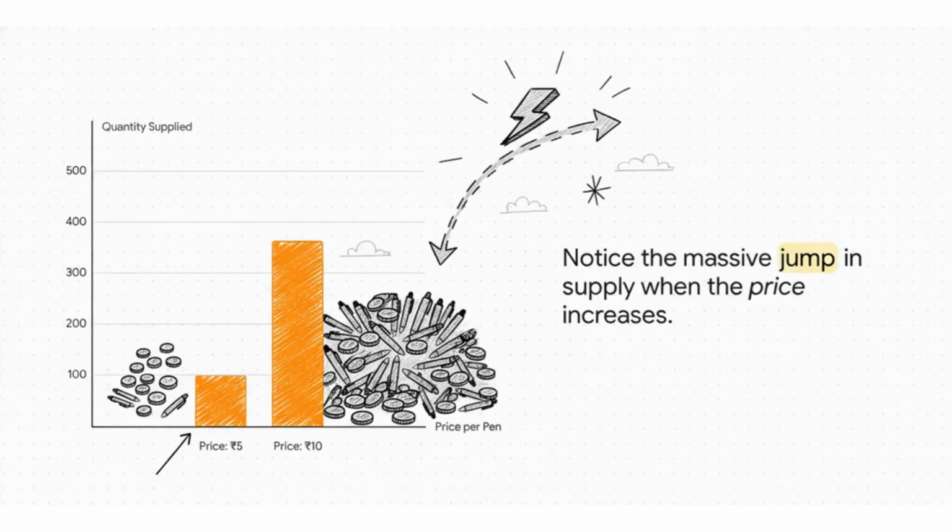And looking at it like this on a chart just makes it crystal clear, doesn't it? You see that bar for 5 rupees and then bam! Look at the huge jump when the price hits 10. That massive leap? That's the seller's motivation kicking into high gear when the reward gets bigger. This whole idea, by the way, is what economists call the law of supply.